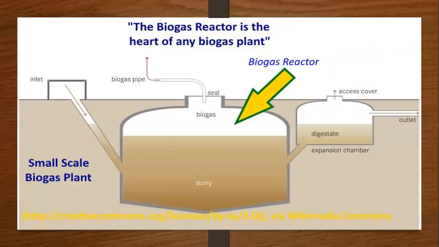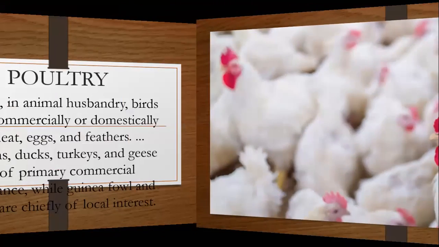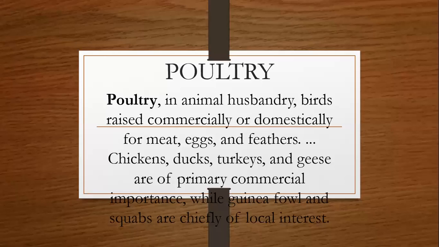Here also you can see the biogas reactor is the heart of any biogas plant. Then we are going to see poultry, that is the animal husbandry type, where we are maintaining animals, and we need meat, eggs and feathers from these animals.